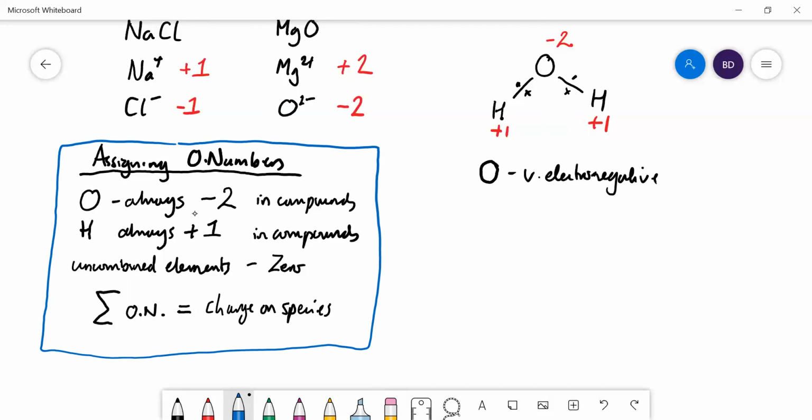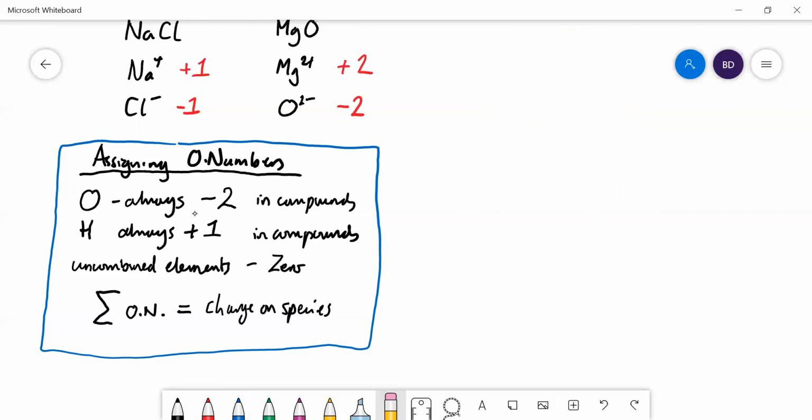So let's have a think about sulfur. There are lots of different sulfur compounds, and it very often has a variable oxidation number. So if you think of some sulfur compounds, I'll write down sulfur.